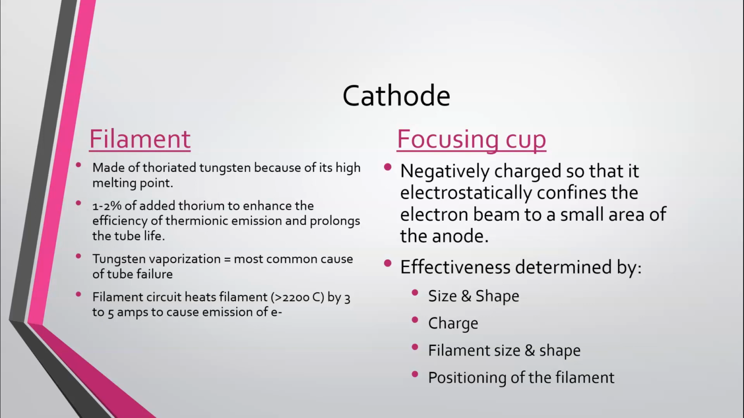The filament circuit heats up to over 2200 degrees Celsius, at 3 to 5 amps, to cause emission of electrons, okay? So it heats up really hot to boil off those electrons through thermionic emission. The focusing cup is negatively charged so that it electrostatically confines the electron beam to a small area on the anode. So it keeps all those electrons from running free in the playground. Remember how we have the fence? Its effectiveness is determined by the size and shape, the charge on it, the filament size and shape, and the position of the filaments.